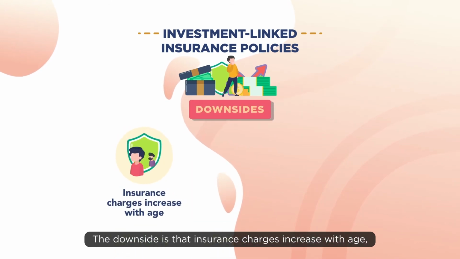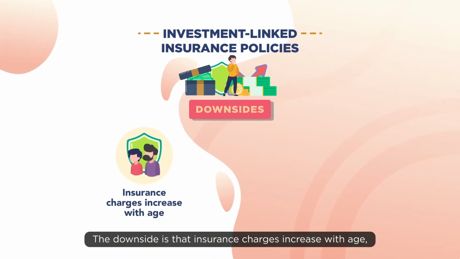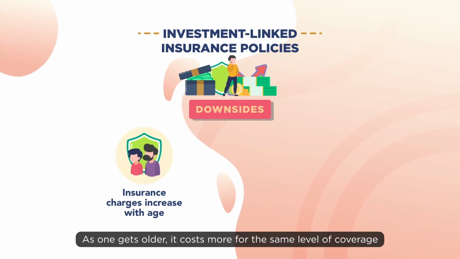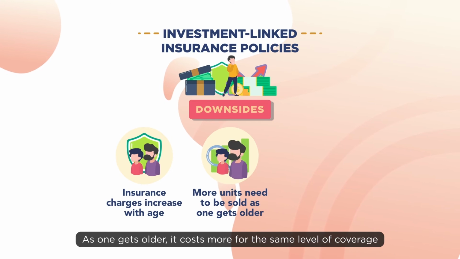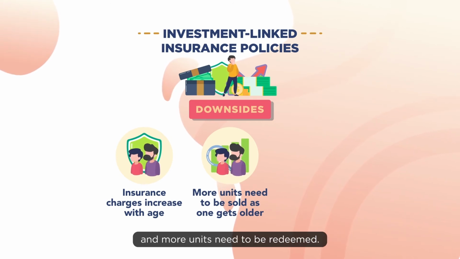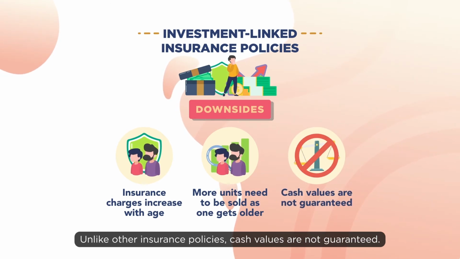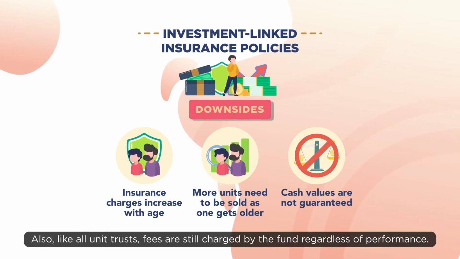The downside is that insurance charges increase with age, similar to the premium for hospitalization plans. As one gets older, it costs more for the same level of coverage and more units need to be redeemed. Unlike other insurance policies, cash values are not guaranteed. Also, like all unit trusts, fees are still charged by the fund regardless of performance.